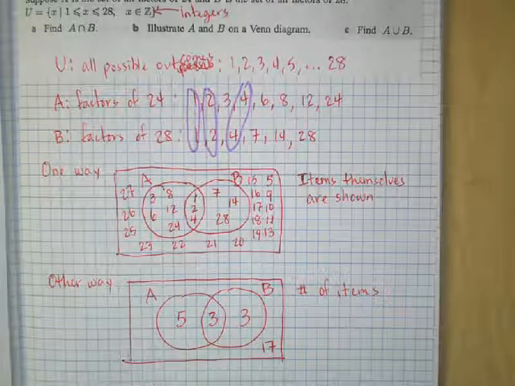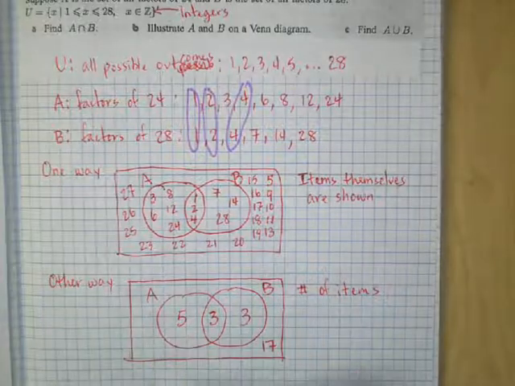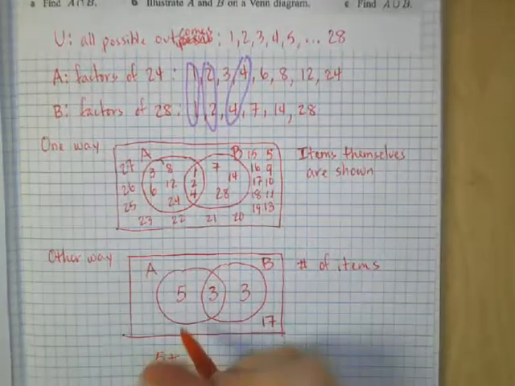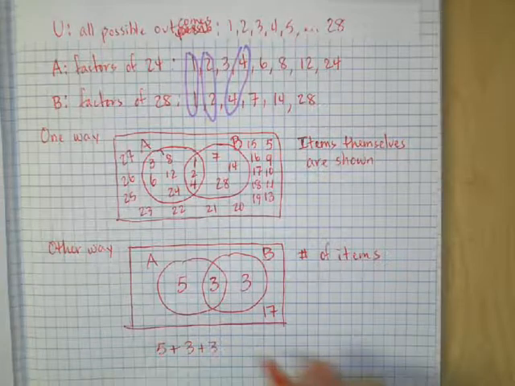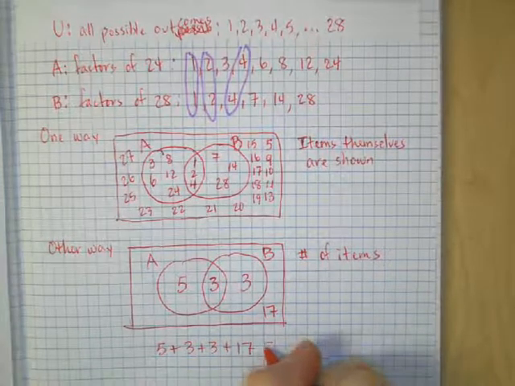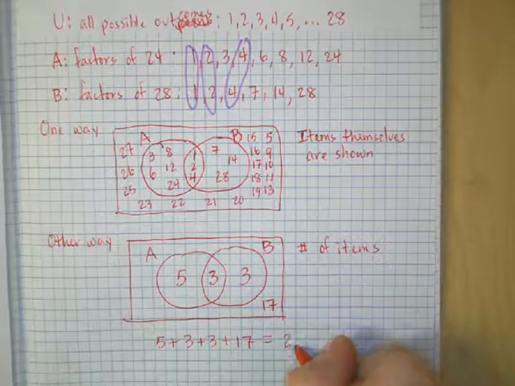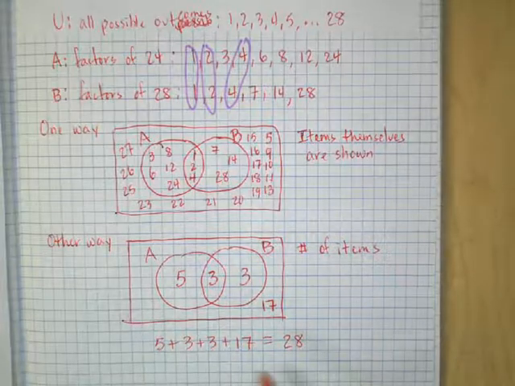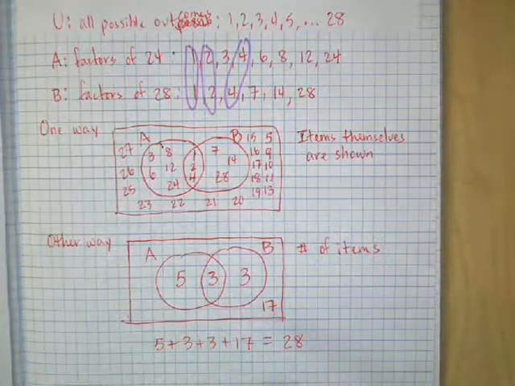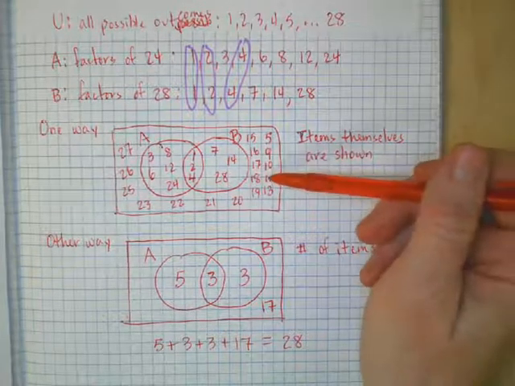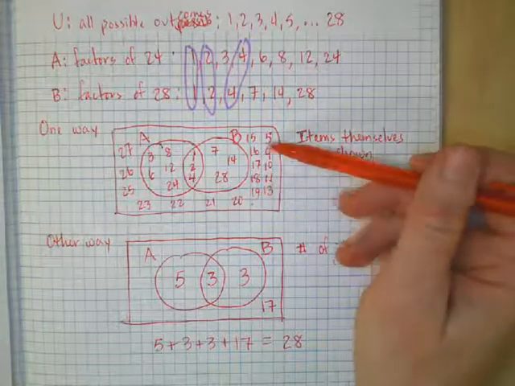And if I add these together, my 5 plus 3 plus 3 plus 17, I get 28. Okay, so I know that all 28 numbers are represented there. So you can actually write the events themselves, all the numbers you could choose.